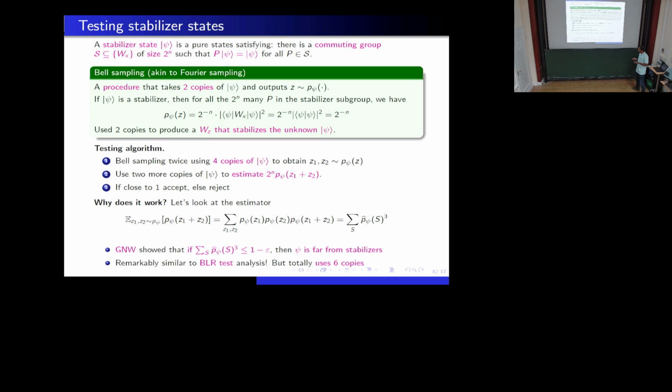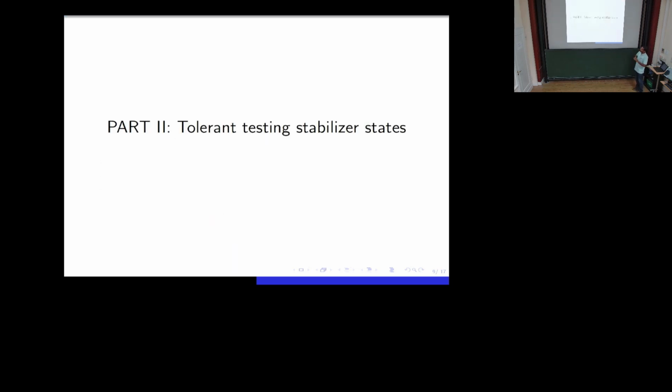Right, so I think so far I've told you how to learn stabilizer states with n copies, how to test stabilizer states with just 6 copies. And the next part of the talk is about tolerant testing them.